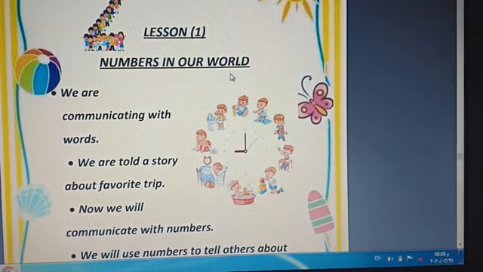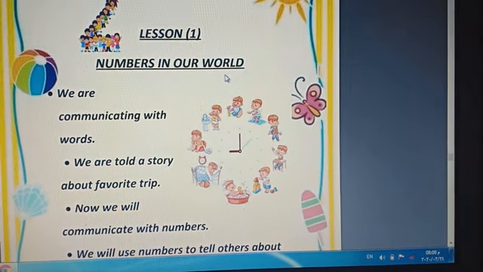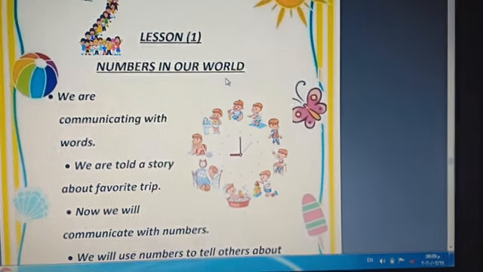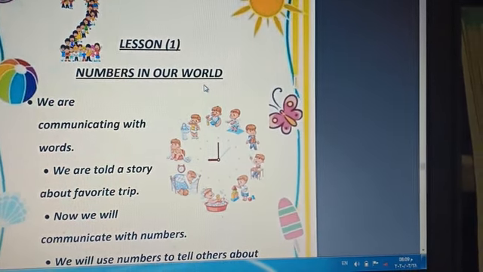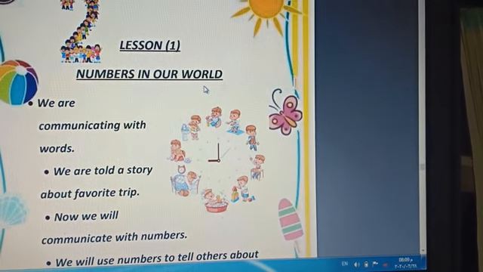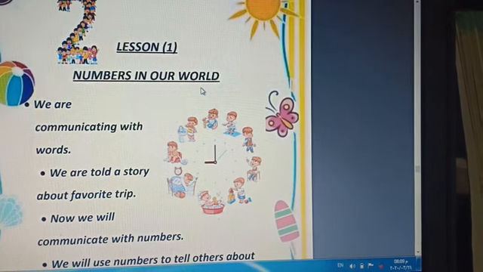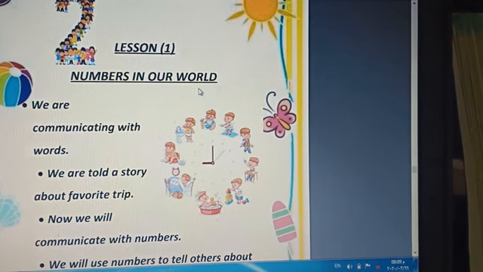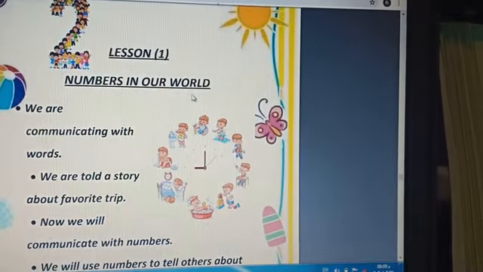We are communicating with words. We were told a story about our favorite trip. We did this in the last chapter, do you remember? You wrote a story about your favorite trip, so you communicated with words. Okay, now we will communicate with numbers.